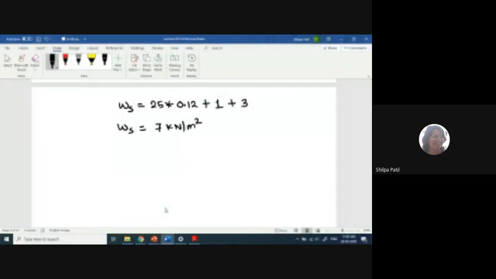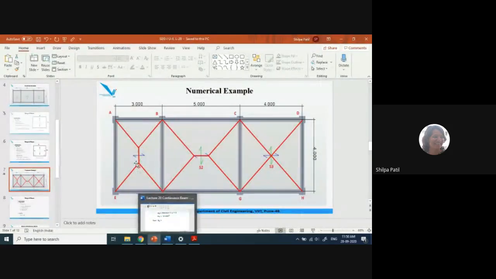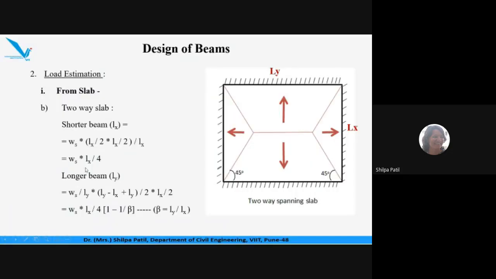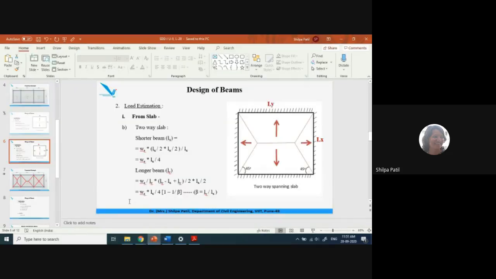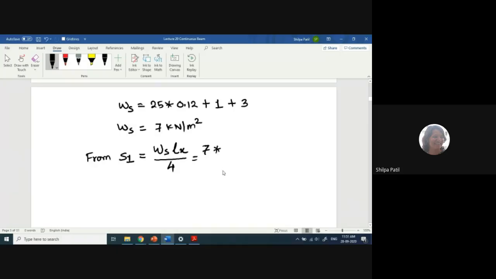Okay. Now, from the slab S1, what is the load acting on the span AB? That we have to calculate. So from S1, I will go back to this diagram. From S1, the triangular portion we have to consider. And for the triangular portion, for the shorter span, the formula is WS into Lx by 4. Now WS is 7 into Lx, where Lx is the shorter span. So what is the shorter span here? 3 meter. So I will write down 3 divided by 4. Tell me the value. 5.25 kilonewton per meter.